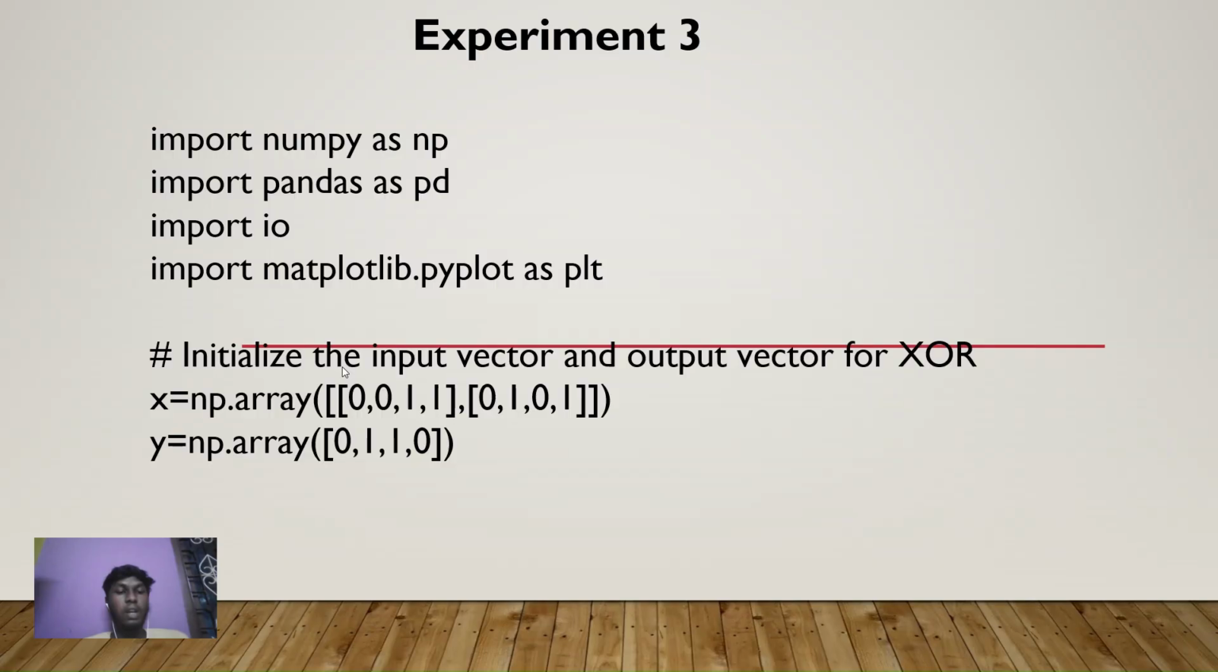y equals np.array of 0, 1, 1, 0. It initializes the output vector y as an array with shape 1, 4, and a single row contains the expected output for each corresponding input sample.